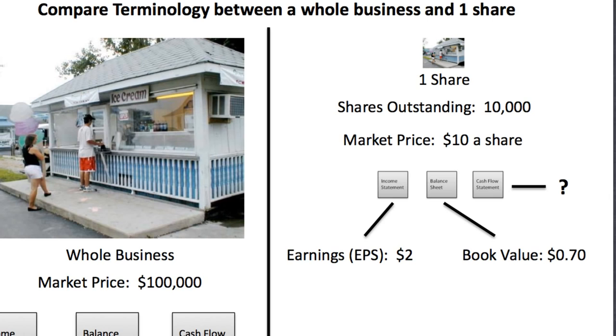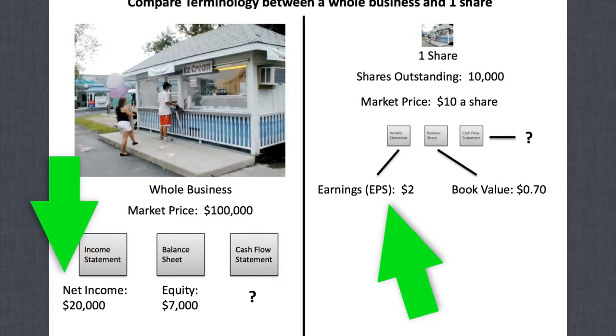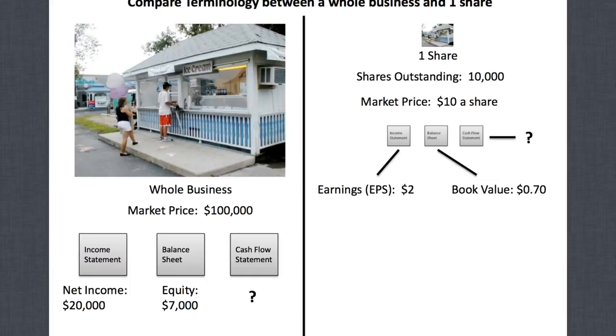So the earnings for the business, which is the same thing as net income, it's the exact same number, but the only difference is net income is when you're valuing the whole business, and earnings is when you're only valuing one share. It represents the exact same thing, but only for one share. If you take the $20,000 in net income and divide it by the 10,000 shares outstanding, you'd be left with $2. The EPS, where it says earnings and EPS, stands for earnings per share. So for one share, the earnings is $2.